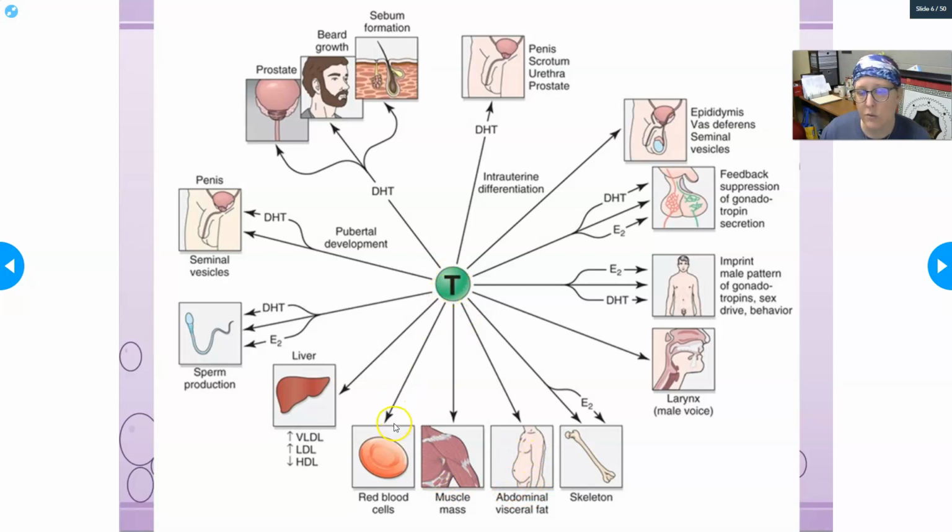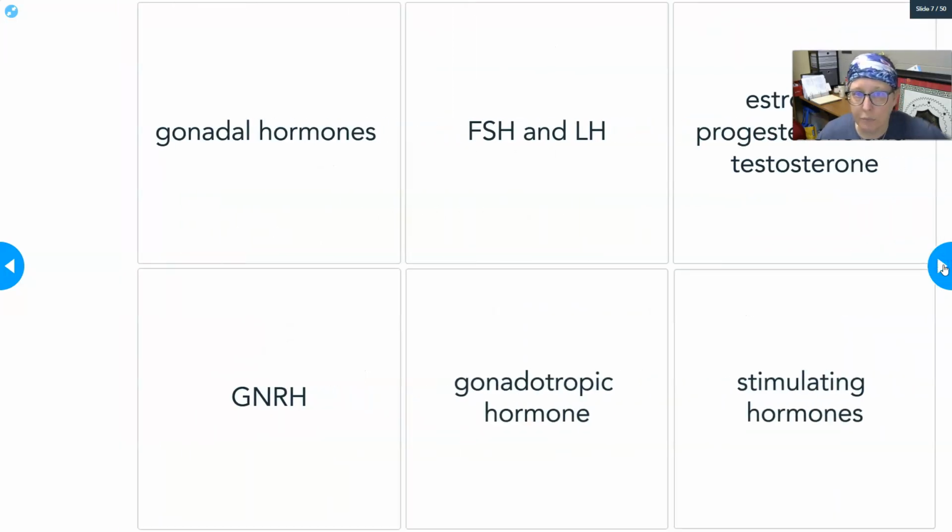Higher levels of testosterone can also cause higher levels of red cells, so that's intimately linked. And if you have too much testosterone, then a person can have too many red cells too. And then in the liver, it will increase VLDL, LDL, and decrease HDL, which is not the favorable outcome here for the lipids. If you need more on that, you go back to the lipids chapter.